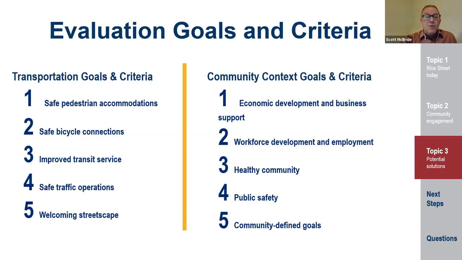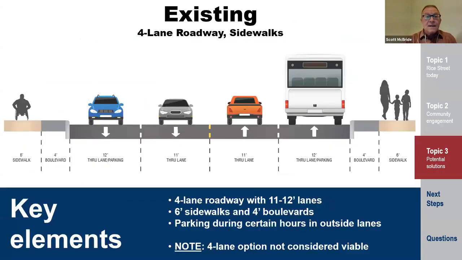So we're getting kind of out of the street aspect and getting into the community with the evaluation goals and criteria. We will take the sections that you're about to see, and we will kind of weight those sections against these goals and criteria, and you'll see that further down the line. So with that, Cody will take over. Cody Christensen is a design engineer for our team. He specializes in multimodal bike pedestrian planning and design, and Cody will lead us through what some of these sections are. So Cody, go ahead.